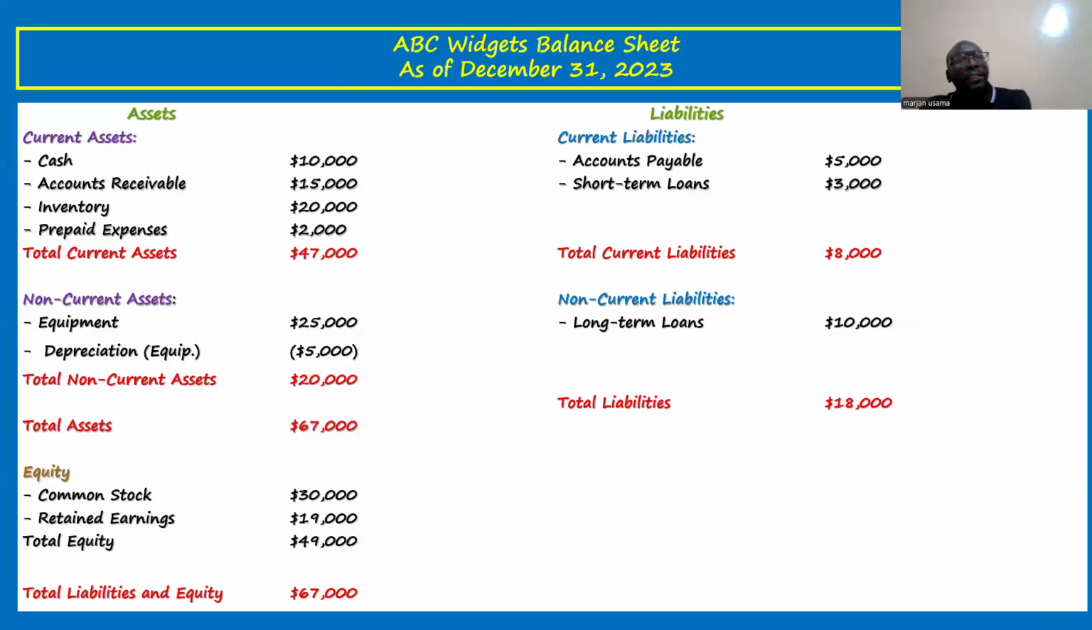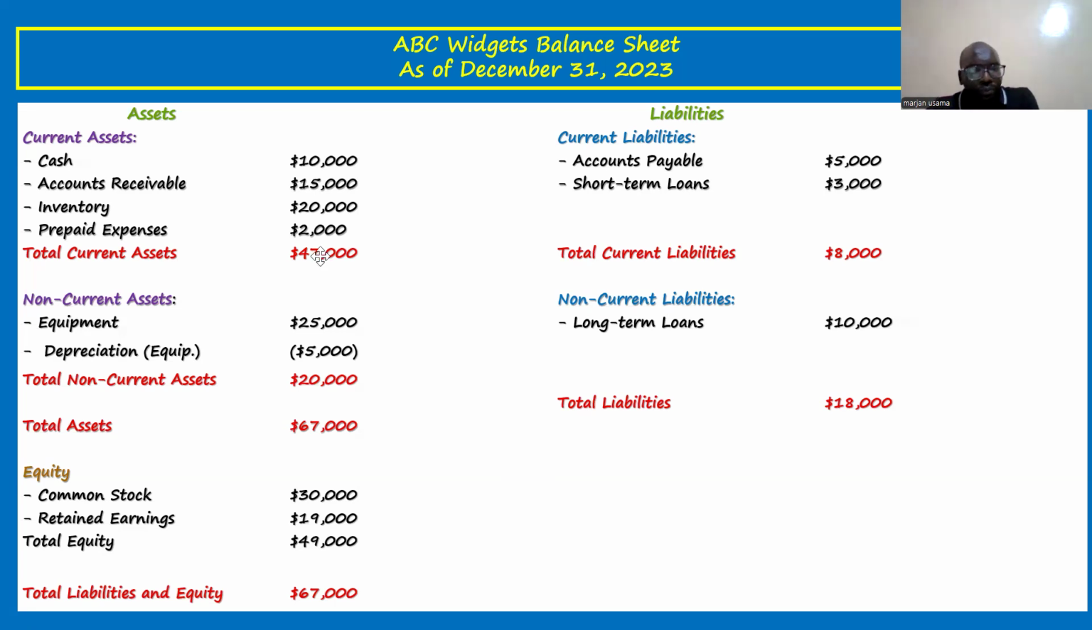Now, here we have an example of a balance sheet. So this is ABC Widget's balance sheet as of December 31st. So always when you are preparing a balance sheet, you need to have the heading for the balance sheet. So in this case, this is ABC Widget's balance sheet, and you also need to have the period of time.